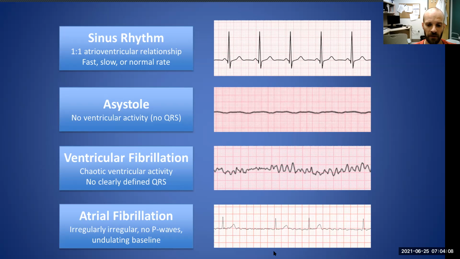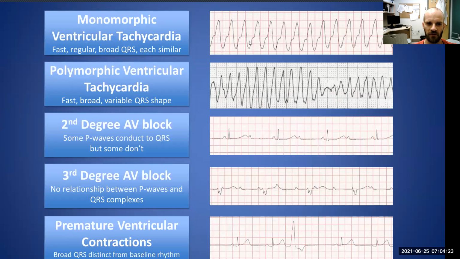We compared that to atrial fibrillation, where it's the atria that are fibrillating rather than the ventricles. So we get this chaotic baseline with no P waves, but we get clearly defined QRS complexes, but these are irregularly irregular, and this undulating baseline. We also looked at ventricular tachycardia in two forms, with a monomorphic form, where it's fast and regular with broad QRS complexes, each of which are similar. That's something common in scar-related cardiomyopathies like ARVC.